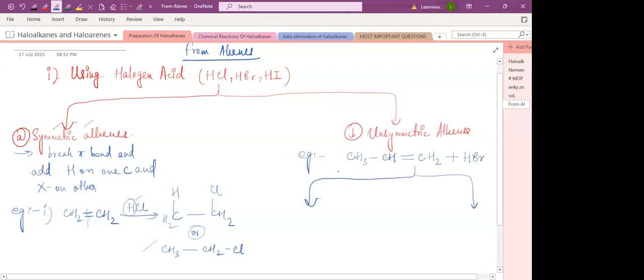We will see. First case, when the peroxide is absent, meaning H2O2. Peroxide is H2O2, hydrogen peroxide. So if the peroxide is absent, and the second case is if the peroxide is present. In both the cases, you will get a different product. So when you have an unsymmetric alkene and you are treating it with any halogen acid, if the peroxide is absent, then you will use the Markovnikov addition rule.